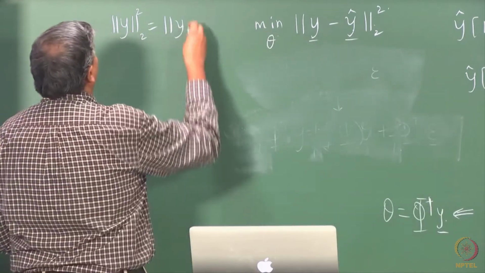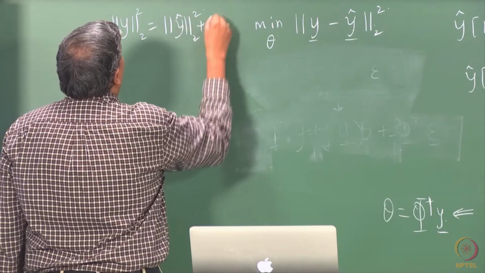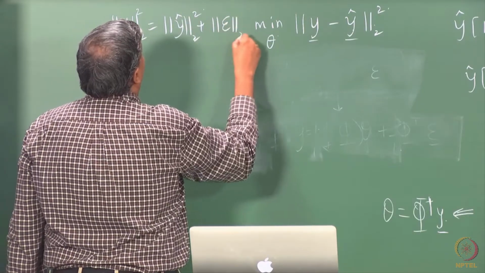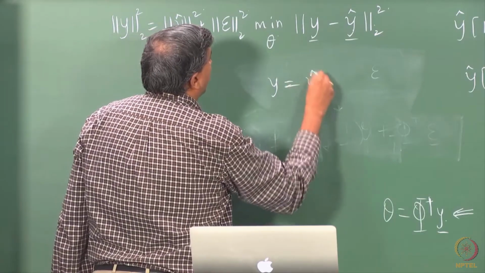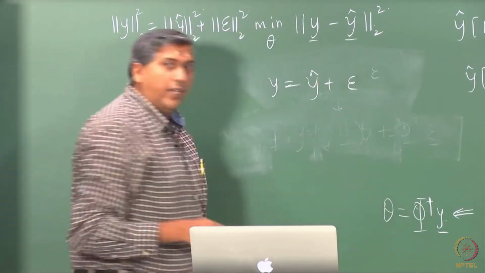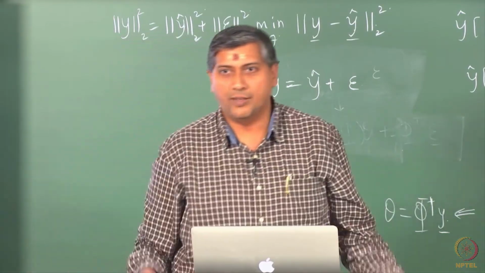Let me write the equation here and show you that this is not a big deal, because we have already seen this before in a different form. What we had said is, find theta such that epsilons are orthogonal to y hat. That is what least squares is doing.